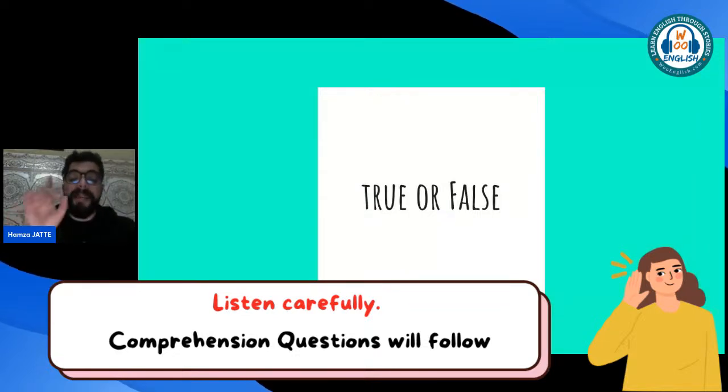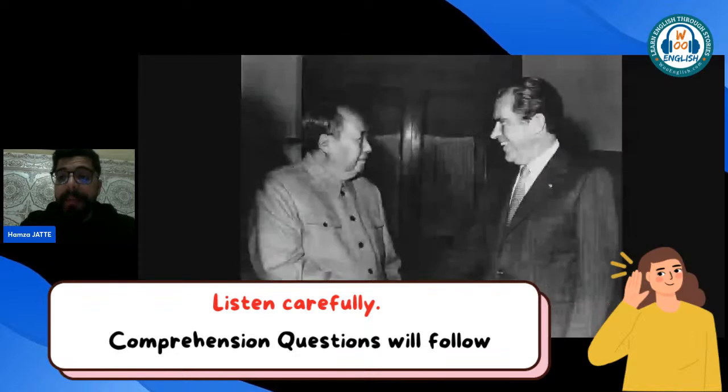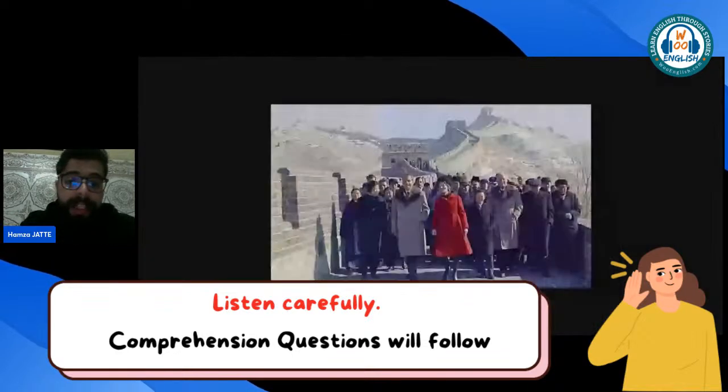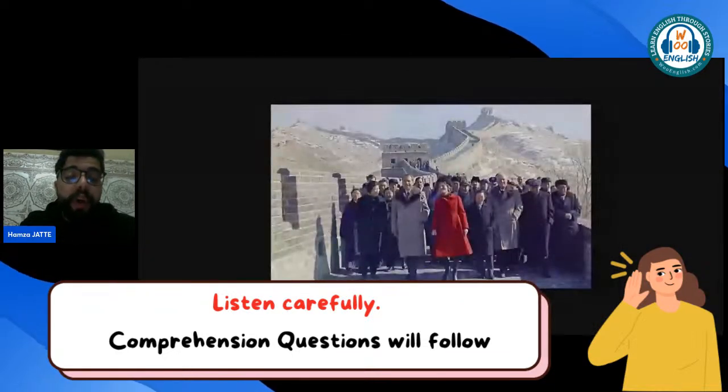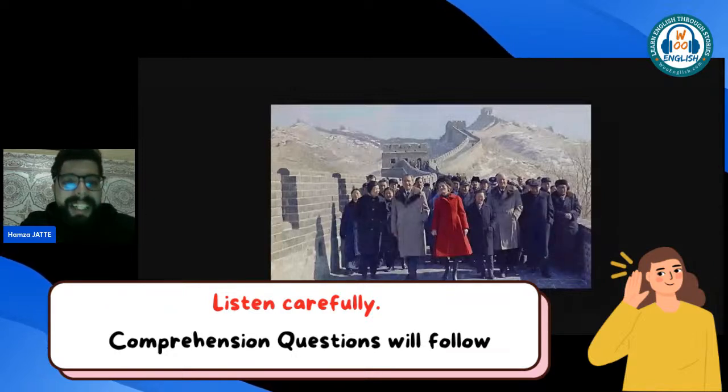So as I said, today we listen to two chapters, chapter 3 and chapter 4. In chapter 3, we listened to the beginning of the conflict between China and the United States about the Taiwanese island. The second chapter, chapter 4, was about Nixon's visit to China, and these are some of the pictures that were real. This is Nixon in China. This is the Great Wall of China.